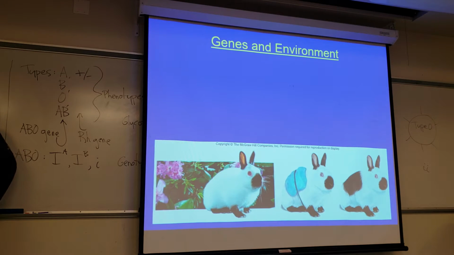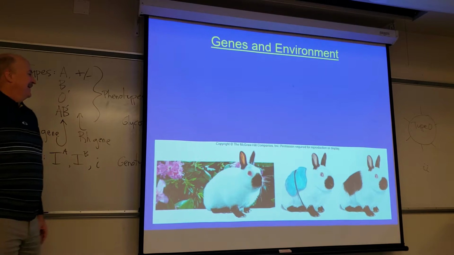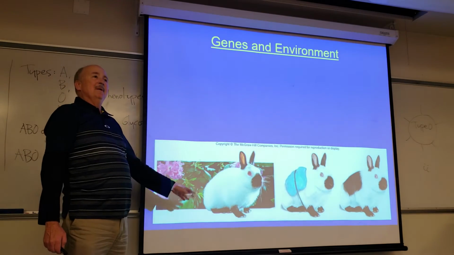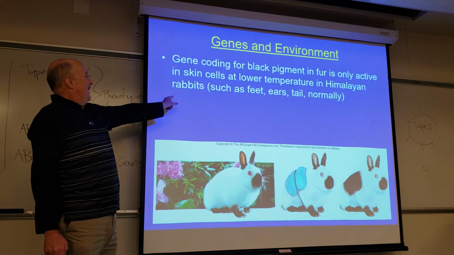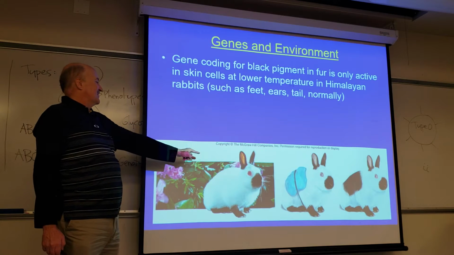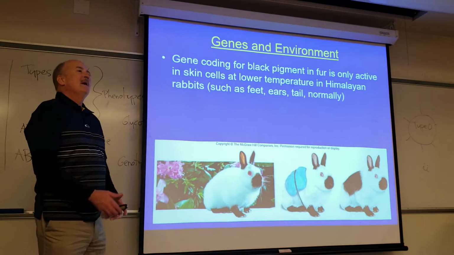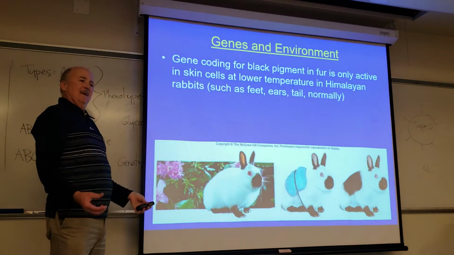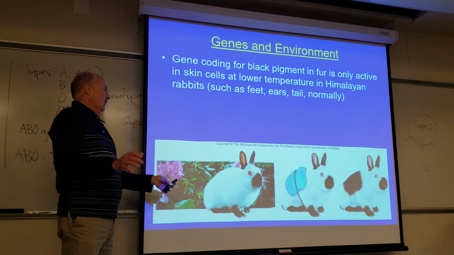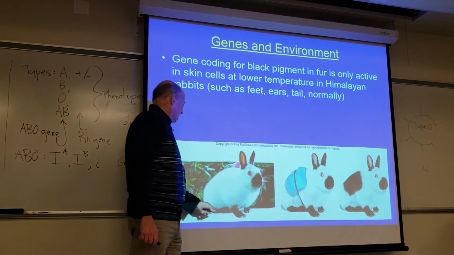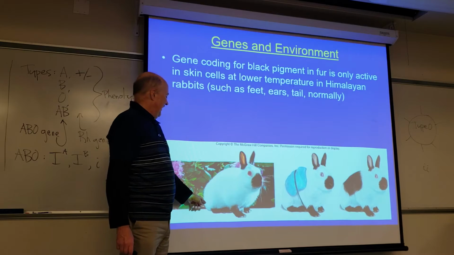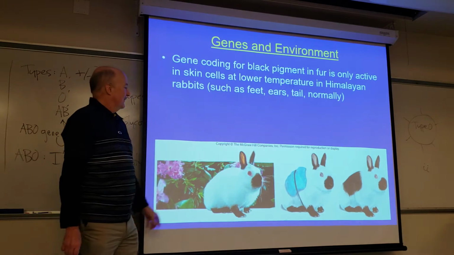And genes interact with the environment. This is a Himalayan rabbit, a variety of rabbit that we've bred. What happens with those is that in the winter, when they're getting their winter coat coming in and temperatures are cold, they end up getting black fur out toward the extremities. There's also a black tail that you can't see here.